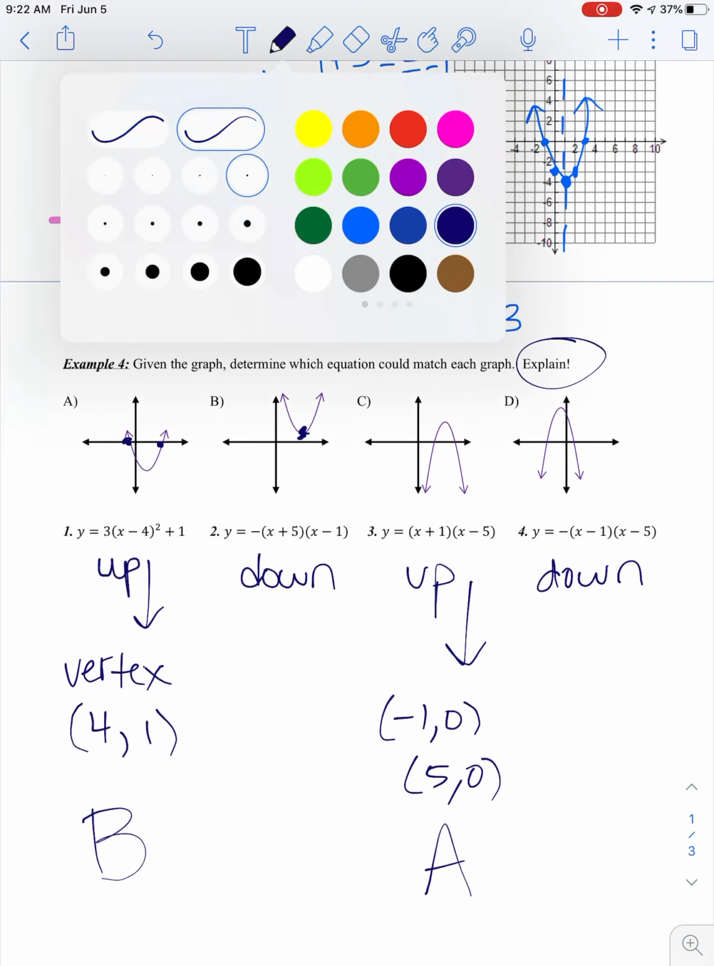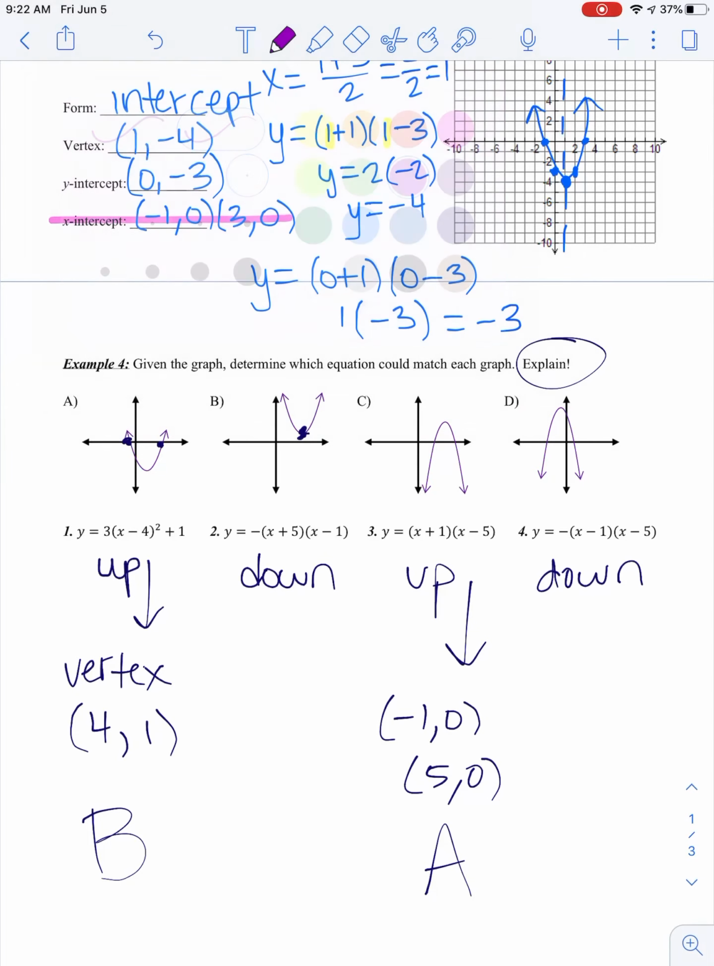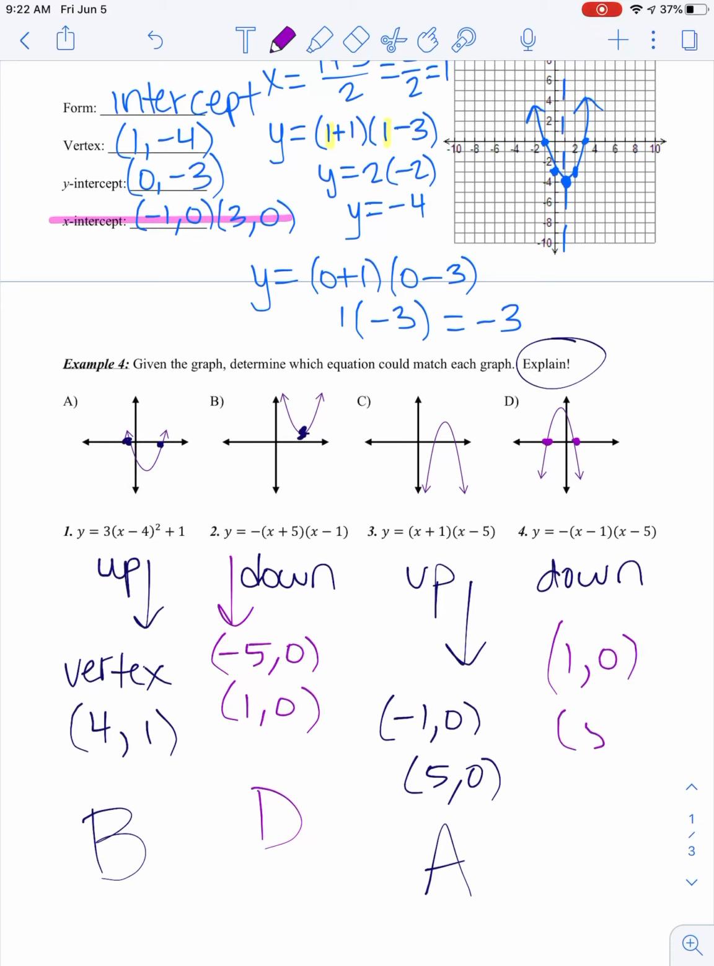And now we can look at the 2 graphs that are opening downward, C and D, which must match with equations 2 and 4. So equation 2 in intercept form, we have intercepts at negative 5, 0 and positive 1, 0. Looks like this is going to go with D because in C they're both positive intercepts. And if I look at number 4, we have a positive 1, 0 and positive 5, 0. That would go with graph C.